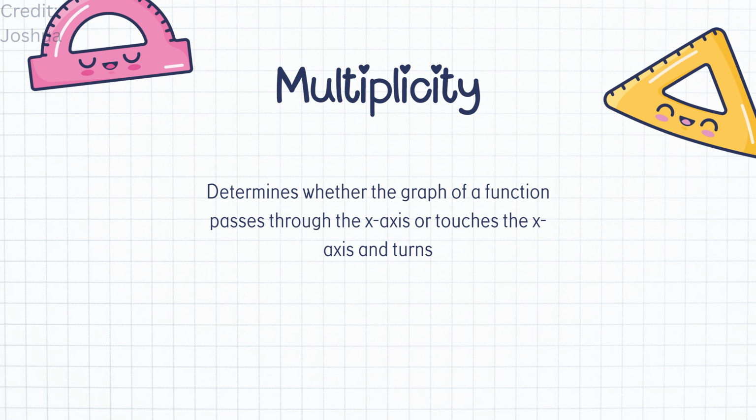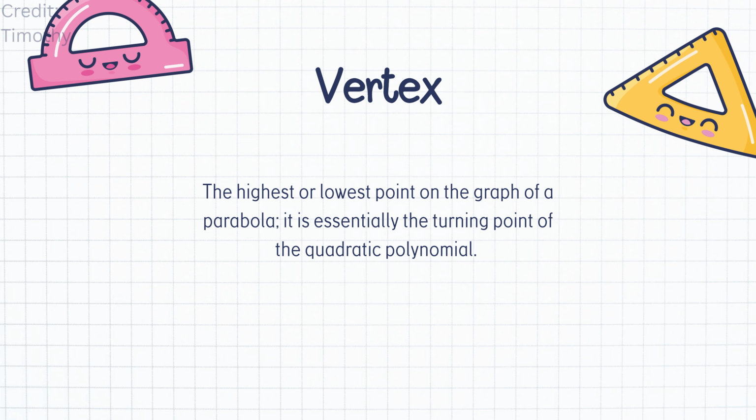Multiplicity determines whether the graph of a function passes through the x-axis or touches the x-axis and turns. This can also determine the number of valleys and hills on a graph. Vertex is the highest or lowest point on a parabola, which is basically the turning point of a quadratic.